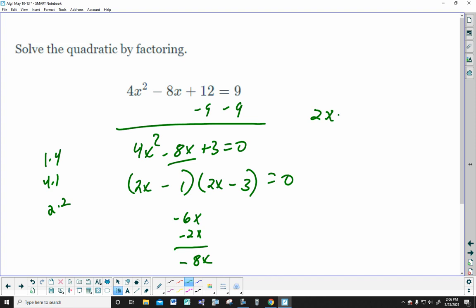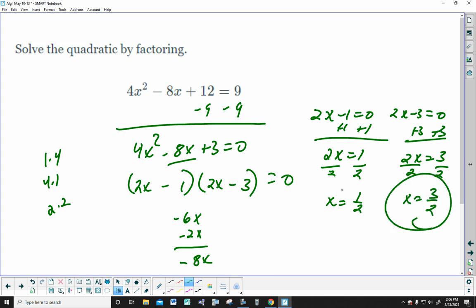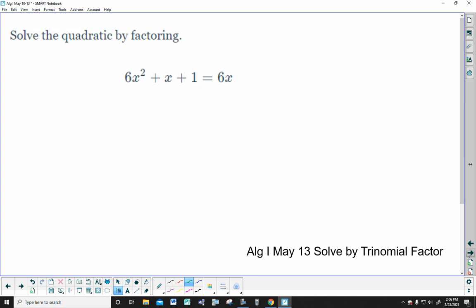So now you set these equal to 0. Add the 1, divide by 2. Add the 3, divide by 2. Okay, subtract the 6x from both sides. 6x squared minus 5x plus 1 is equal to 0.